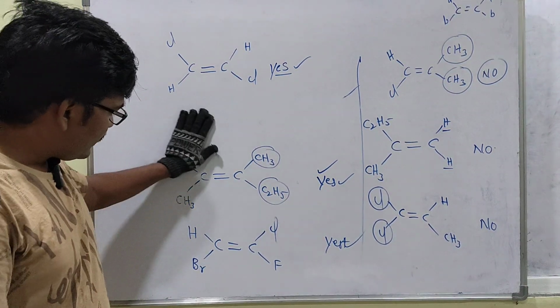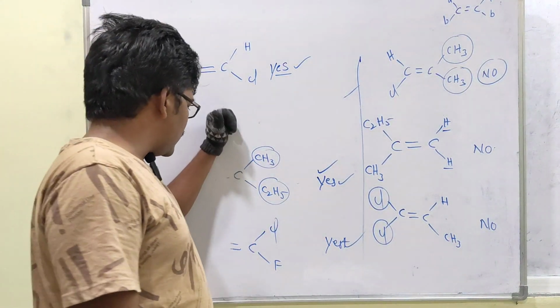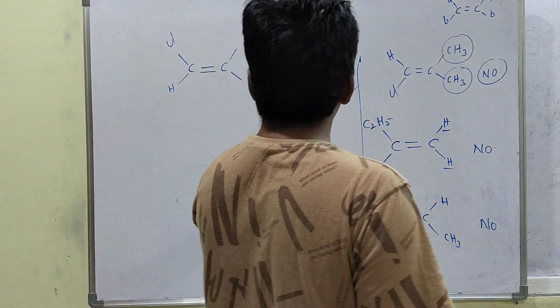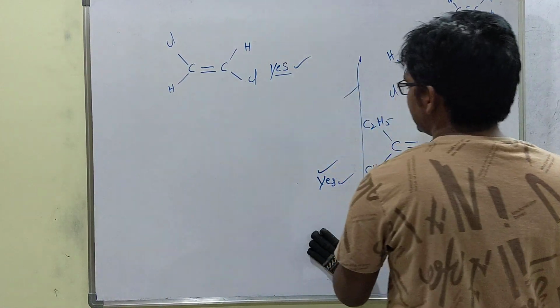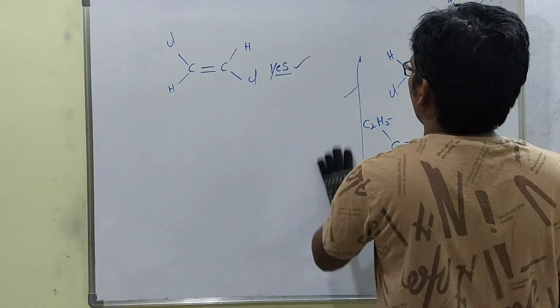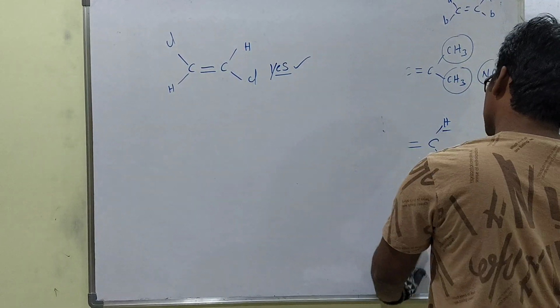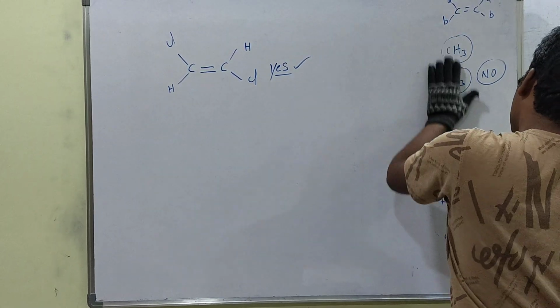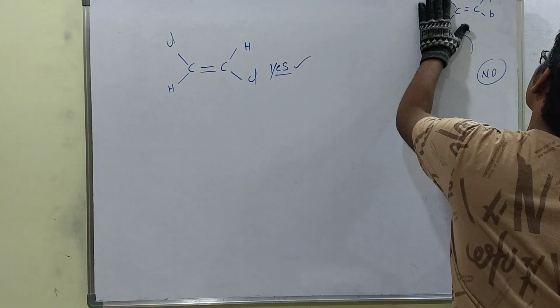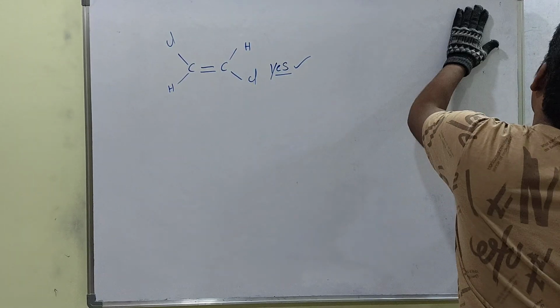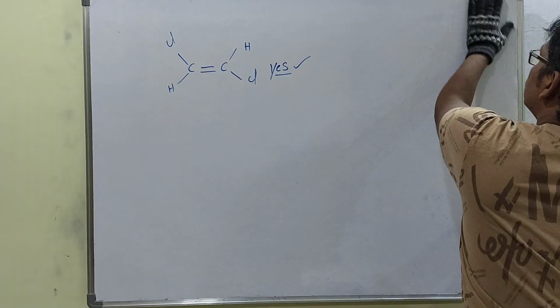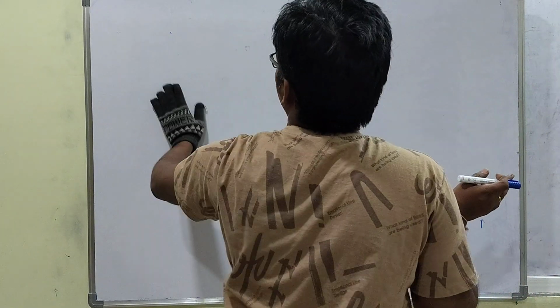So now, first in the geometrical isomerism, we have to discuss the cis-trans isomerism. What is the cis-trans isomerism? Sir, which type of compounds can exhibit cis-trans isomerism? That we have to see.